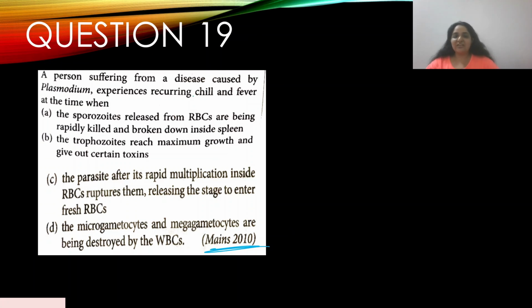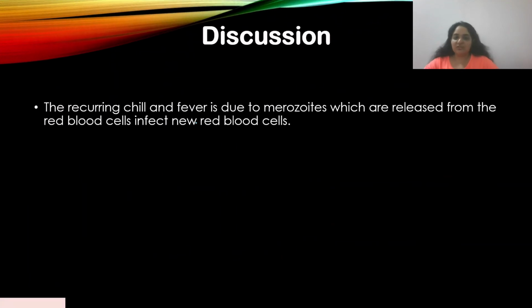So you already discussed this. The recurring chill and fever, the one that appears in the early afternoon, has a cold stage, hot stage, and then sweating. That happens when the RBCs rupture and the Plasmodium pathogens infect new RBCs. So the answer is C. All right, let's go to the discussion. The recurring chill and fever is due to merozoites which are released from the RBCs, the erythrocytes, and infect new RBCs. All right. Okay, let's move on then.